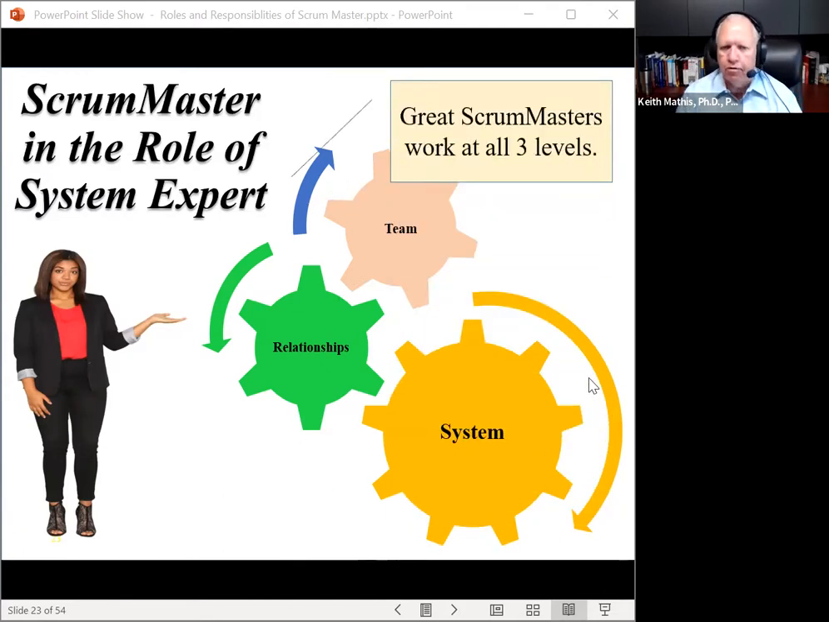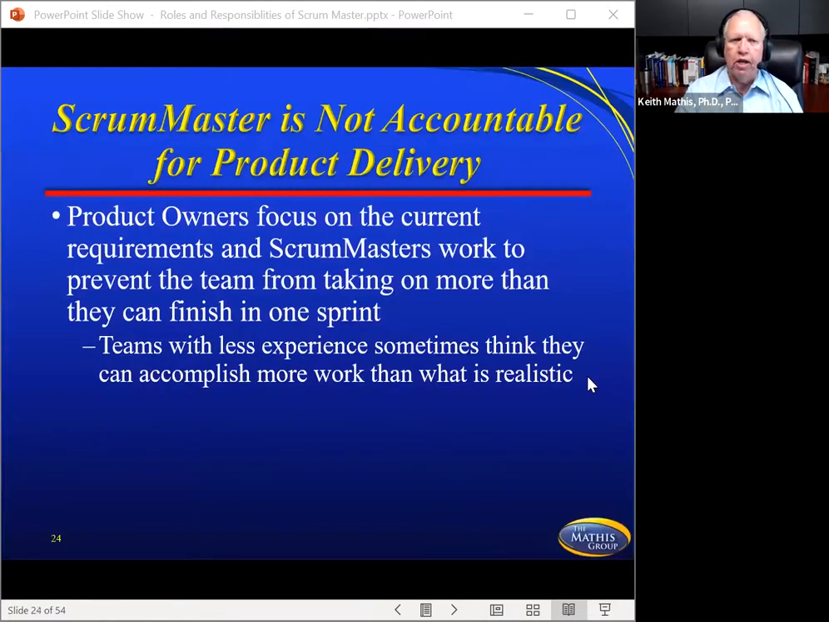So great Scrum Masters seem to work at all three levels, and they can change gears just like that. And so some of you that are Scrum Masters that are really getting the accolades, that's what you're doing. Whether you're talking to upper management, you can communicate, or I can go over here and work with someone else and communicate as well.